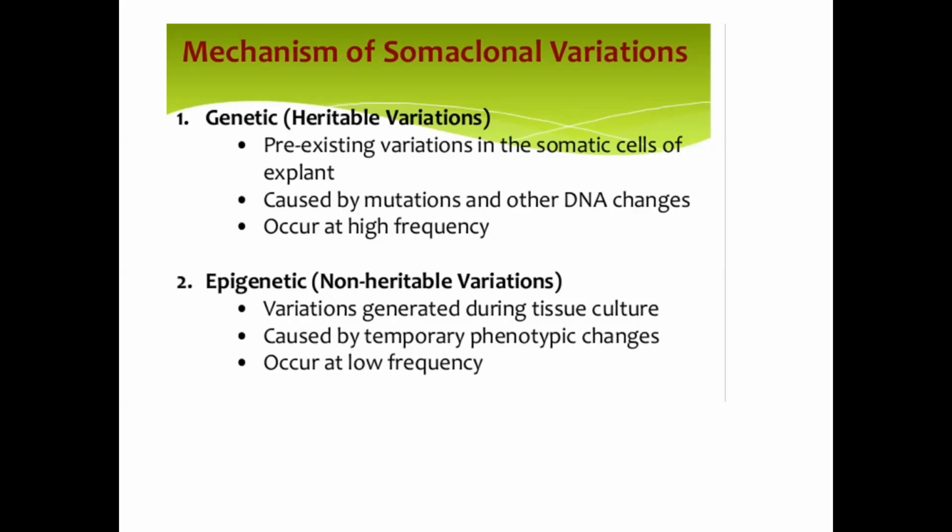So epigenetic variations are unpredictable variations. In a particular environment, a variation might arise in that particular lot of cells, but when you try to clone the next generation, you might not find the variation. So they are temporary phenotypic changes, but they are also a part of somaclonal variation.